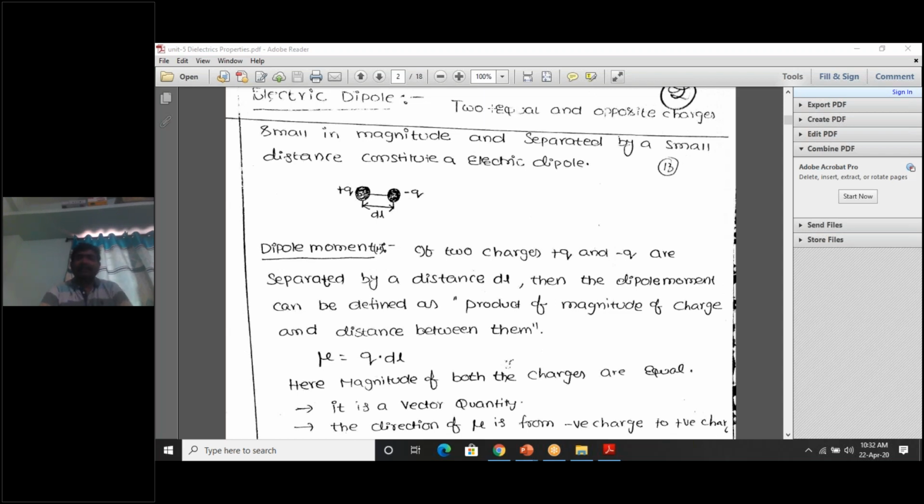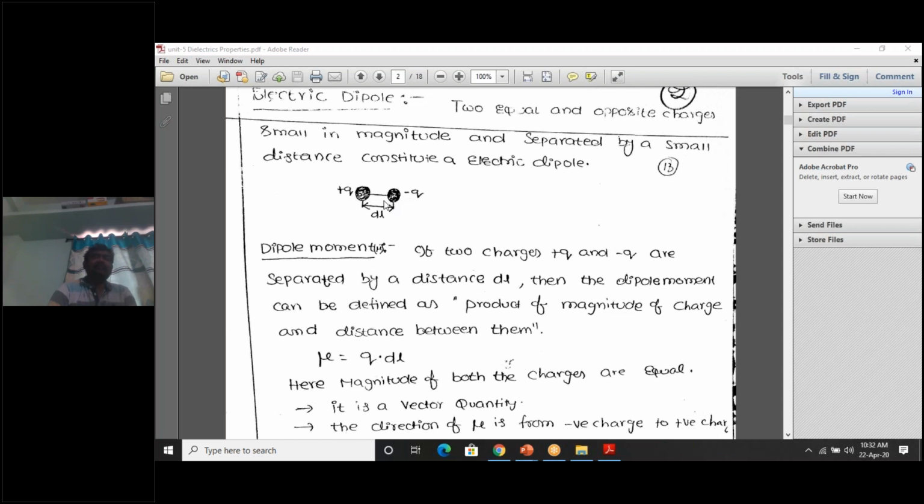Okay. So, electric dipole moment. What is the fundamental property of the electric dipole? It is the dipole moment, right? So what is dipole moment? It is the product of the magnitude of any one of the charges. In a dipole, two charges are there, plus q and minus q. Plus q is the positive charge, minus q is the negative charge.